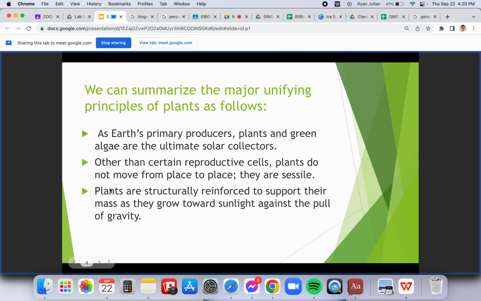So, and for the last one po, plants are structurally reinforced to be able to support their mass as they grow toward sunlight against the pull of gravity. That is also one of the reasons why plants need sunlight. Aside from nutrients or the soil fertilizer that serve as their main staple for survival, plants really need sunlight to grow, which allows the cultivation of plants that we see not only in our garden but also in other habitats that are occupied by animals, including the forest ecosystem.